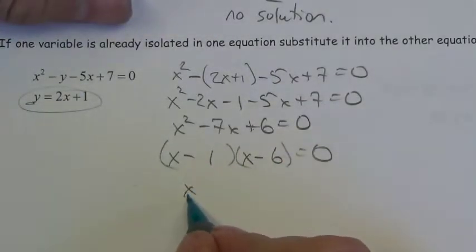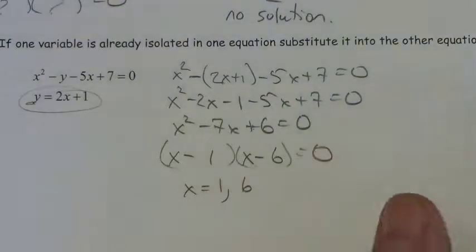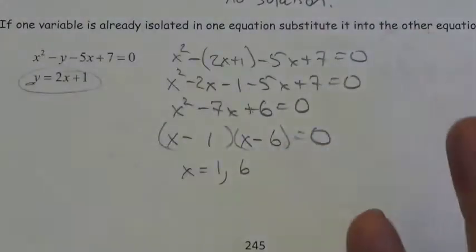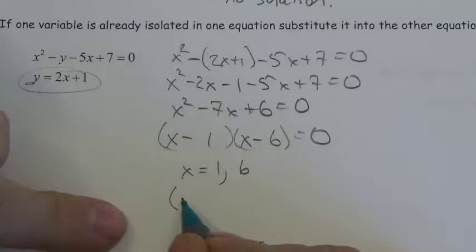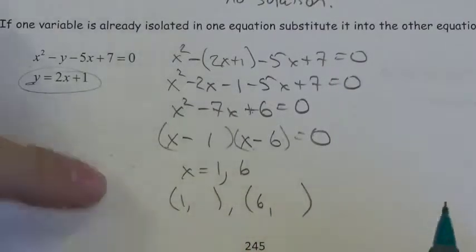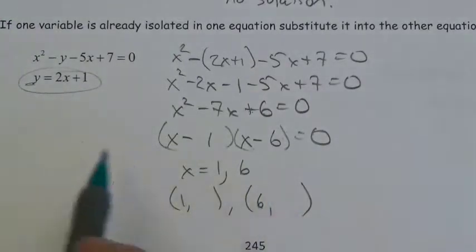6 and 1 here. So x is either going to equal 1 or positive 6. Okay, that factored really nicely for me. But that is not the end of this problem, because I am looking for points of intersection. So I know that x could be 1 or x could be 6. I've got to get the y coordinates.